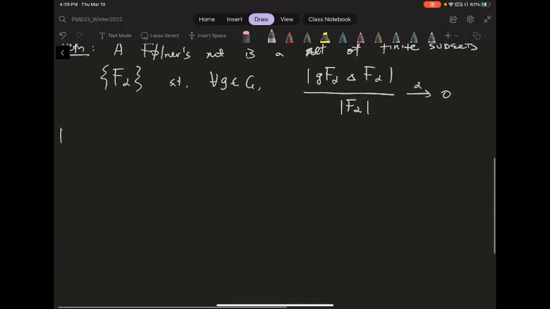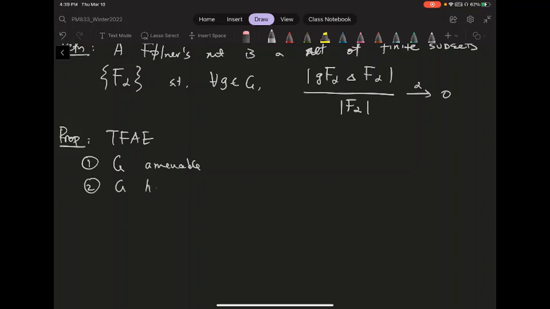So the big theorem we're going to prove is that all of these definitions are going to be equivalent to being amenable. The following are equivalent. The first is that G is amenable. The second is that G has an approximate invariant mean. And the third is that G satisfies Følner's condition.